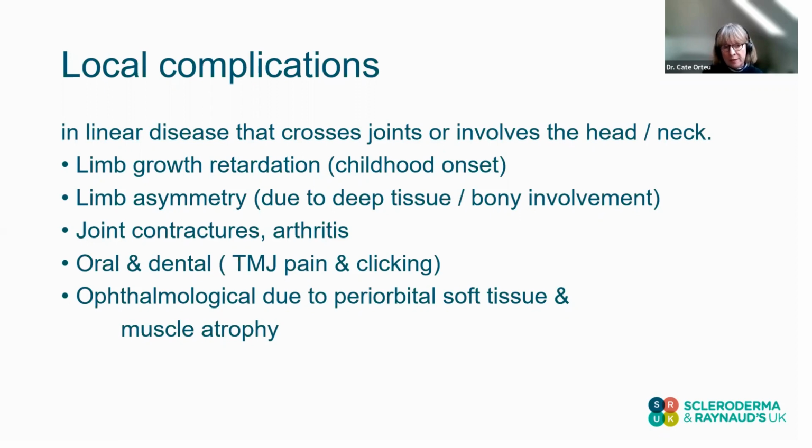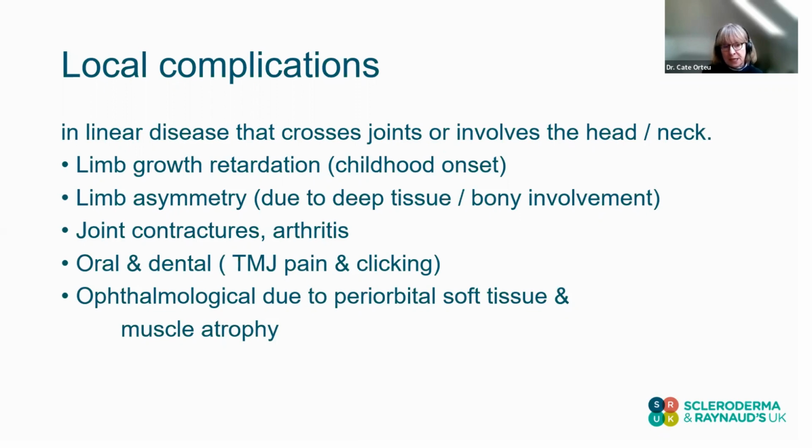In patients with widespread disease, you can get joint contractures, and in patients with linear disease crossing joints, you can get joint contractures. And more recently, it has become apparent that you can also get an associated arthritis, which may be at the site involved with morphoea, but might be more generalized as well. And sometimes it's at a joint which is distant to the morphoea.